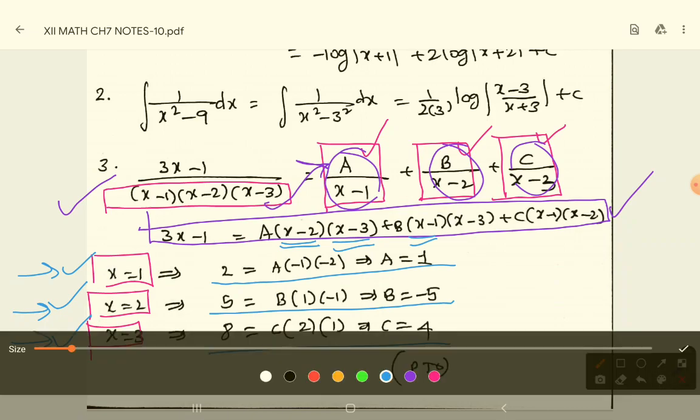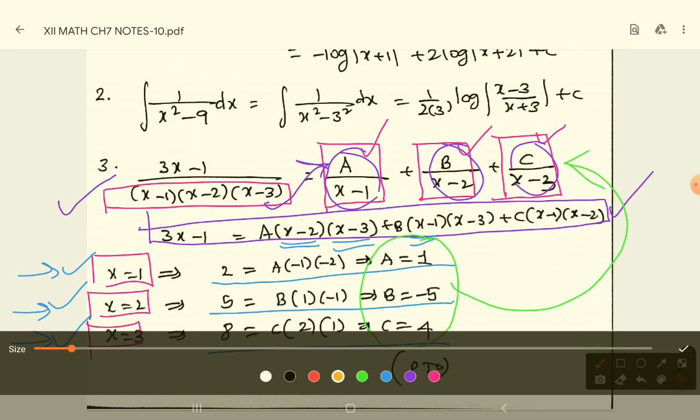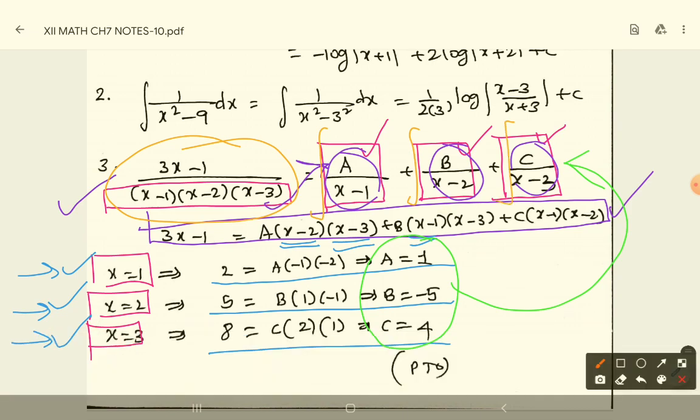So after finding the A, B, C values, what do we do? We substitute these A, B, C values in the partial fraction decomposition. Then you can integrate the given expression very easily by integrating the three partial fractions. After that you get the answer very easily in terms of logs.